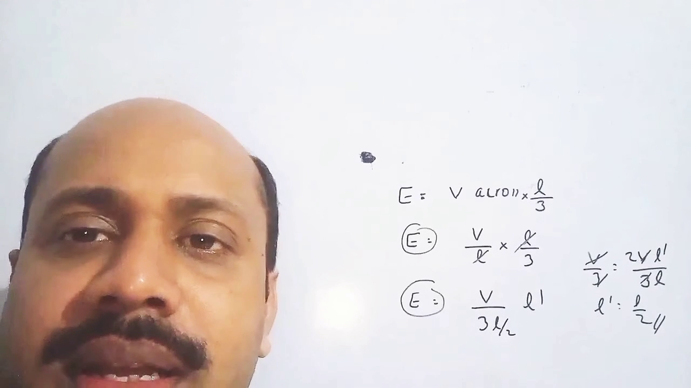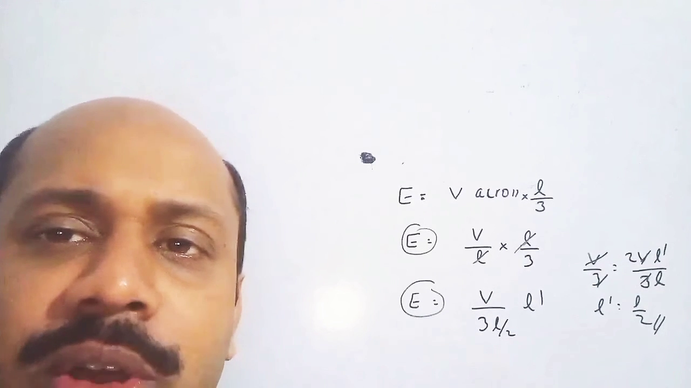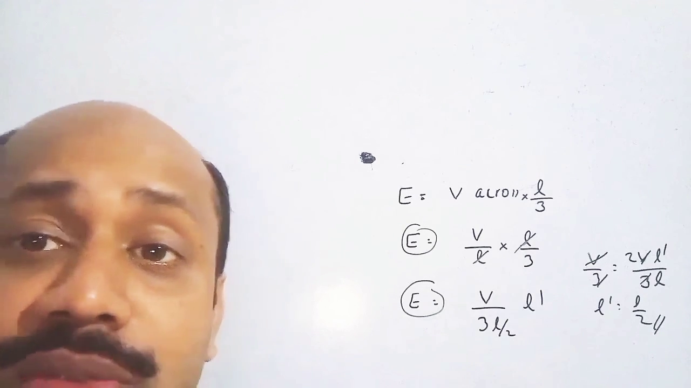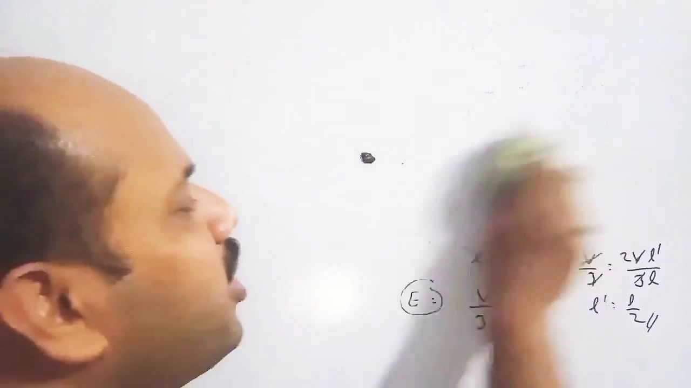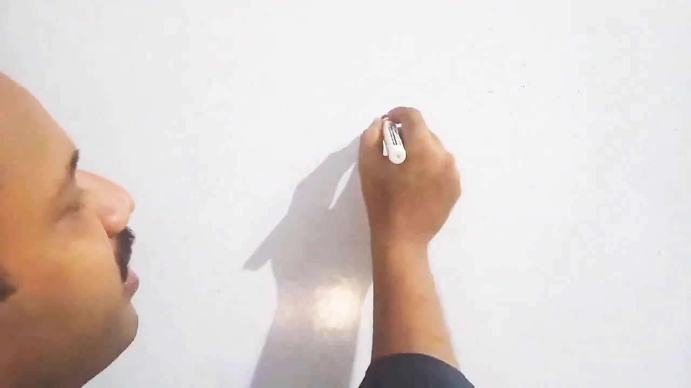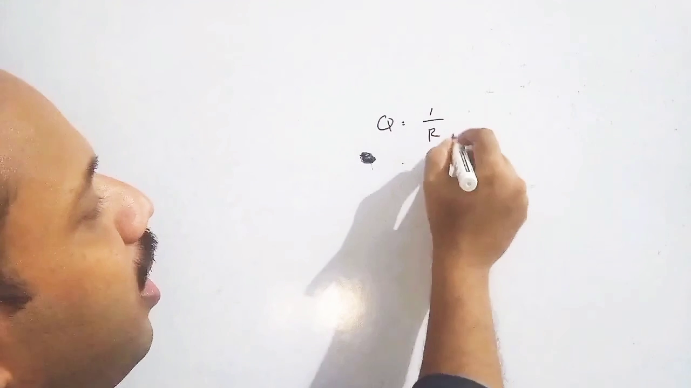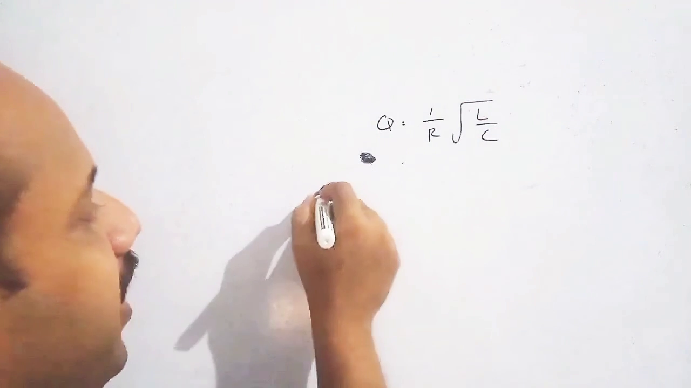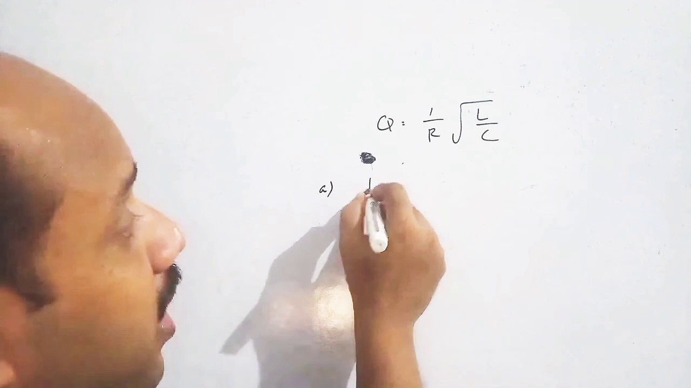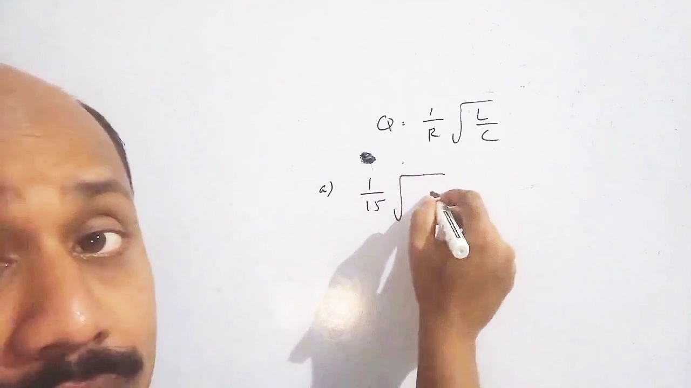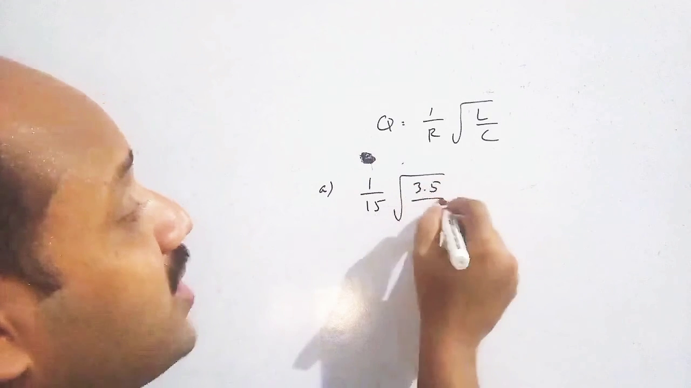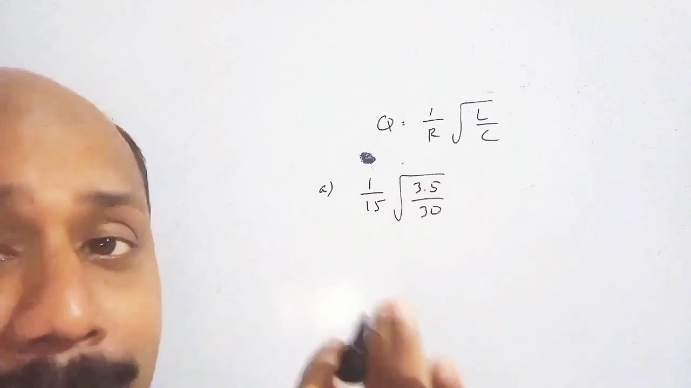Sixth question. Which of the following combinations should be selected for better tuning of an LCR circuit used for communication? For better tuning, quality factor should be better. Yes. Quality factor is Q is equal to 1 by R root L by C. Look at the values of each and everything. A choice: 1 by 15 root L by C, that is 3.5 divided by 30. I am not changing the unit because I just need to compare, right?